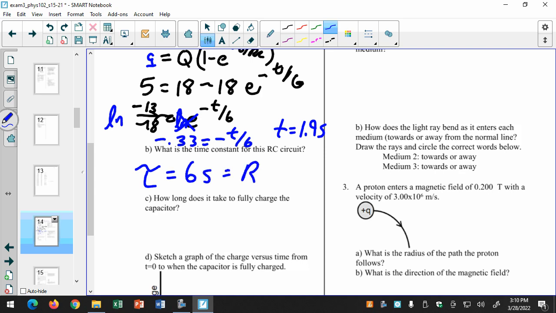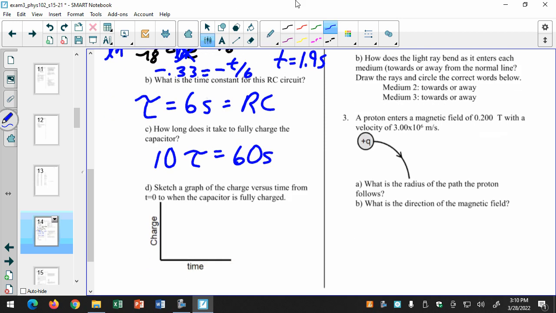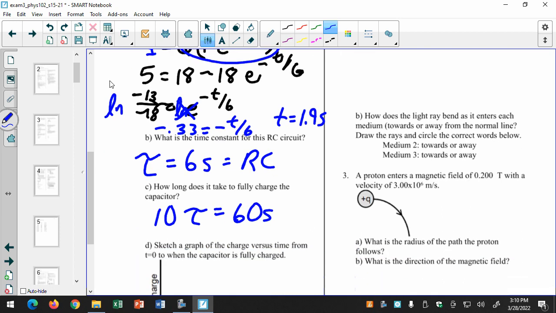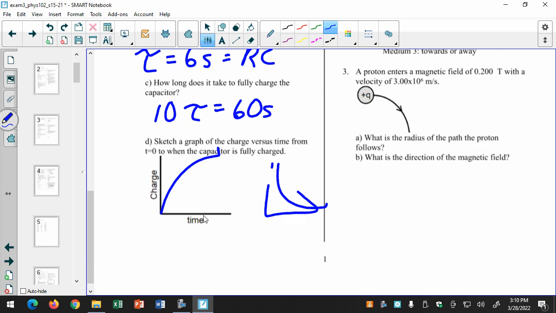That was equal to R times C. And then if I want to know the time to fully charge, that's going to be 10 tau. So that's going to be 60 seconds. And then sketch a graph. Well, this is a growth function. So if it's following this type of function, that's a growth. It's going to look like this. If it's the e to the minus t, that would look like that function. That's a decay function. Okay.